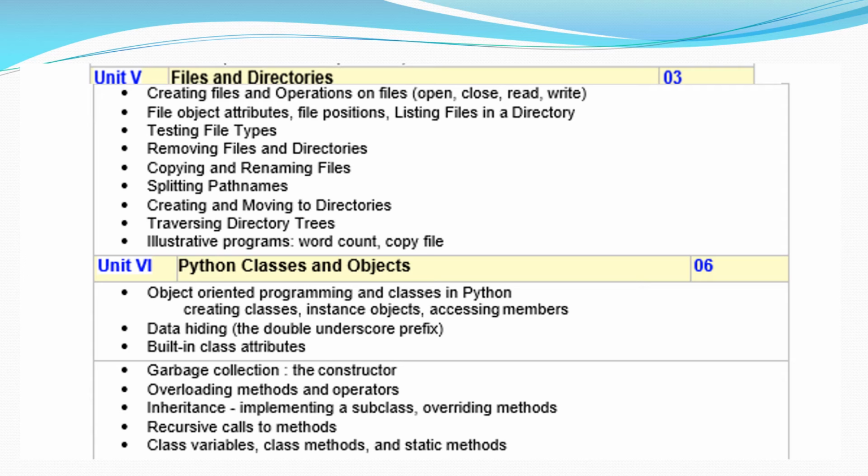Unit 6 is classes and objects, which requires 6 hours. Python has been an object-oriented language since the time it existed. Due to this, creating and using classes and objects are downright easy. As Python supports object-oriented programming feature, we can define class with data member and member functions. All these properties and behaviors are bundled into objects.